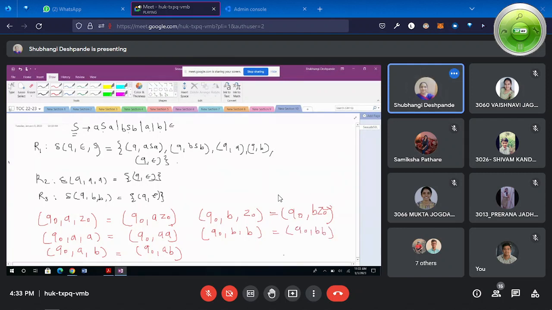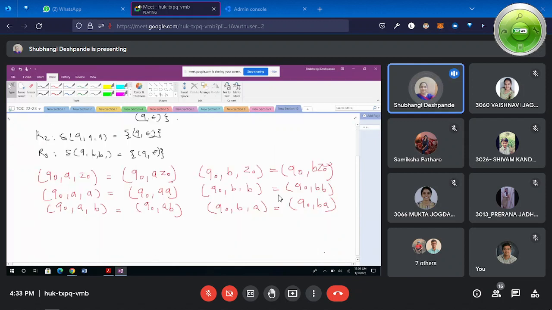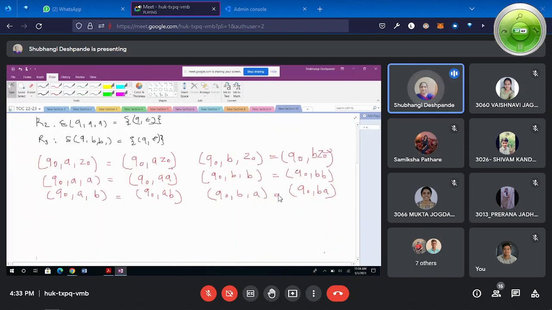Q0 B B. Then suppose Q0 B is followed by A. Q0 B A. Okay. So these are the possibilities of pushing A or B first onto the stack. Then more number of B's will be there. A is followed by B, B is followed by A. So all the conditions we are considering here.